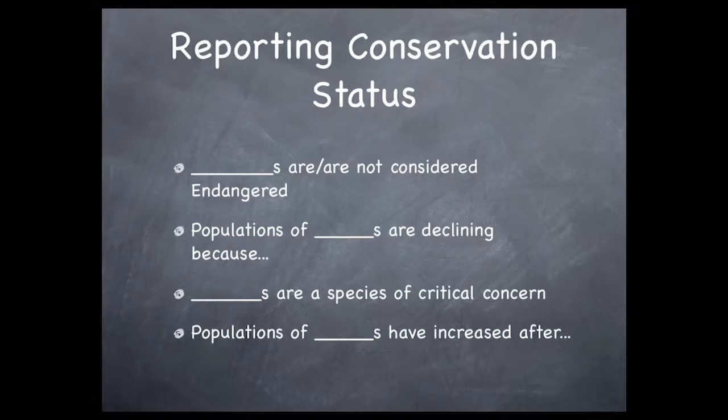And here are some ways to report on your animal's conservation status. If they're on the endangered species list, use the first sentence. Using the word not can indicate the opposite. In the second sentence, populations of, and then the name of the animal, are declining, and then add the reason. Some organizations indicate when a species is of critical concern, you can use the third sentence, then add the organization that has them listed as such. Now, if there's good news about your subject, the last sentence may be the one that does the trick. Feel free to add sentences about why they're doing well.